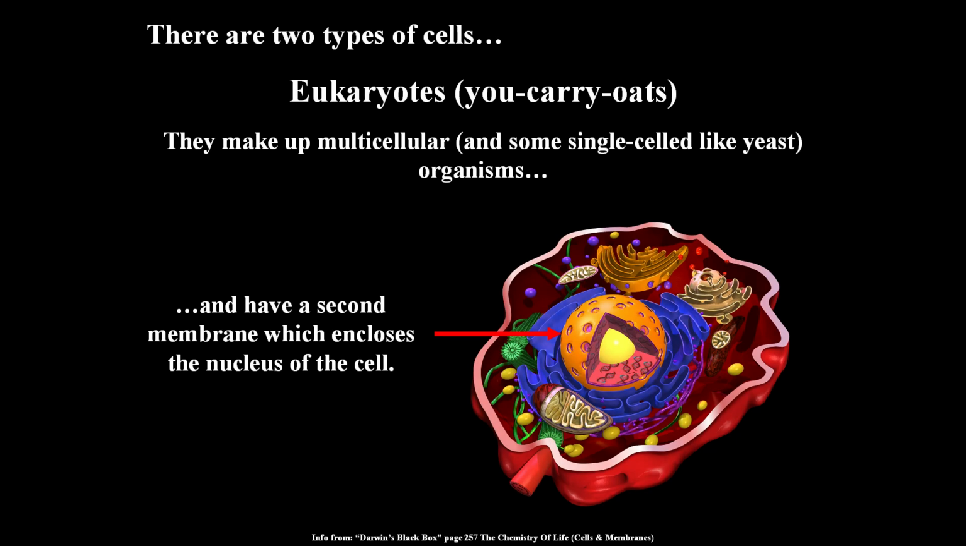Now let's start looking at parts of the cell. Guys, I'm just giving you some basic components of it, okay? I'm not really digging in this deep, all right? There are two types of cells. You've got eukaryotes. They make up the multicellular organisms and some single-celled ones like yeast, and have a second membrane which encloses the nucleus of the cell.